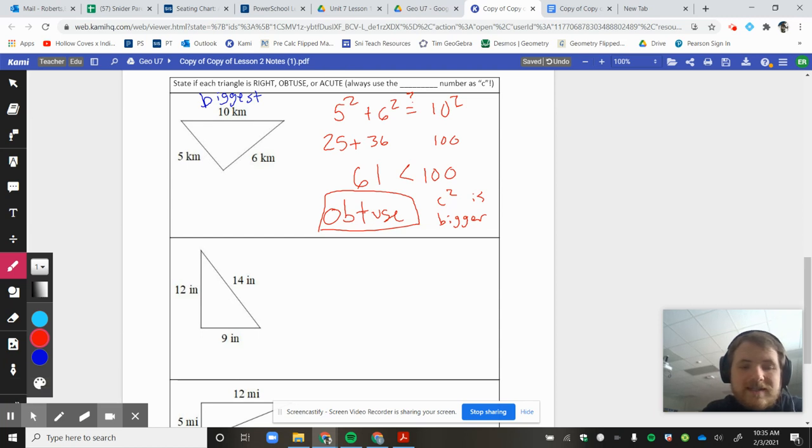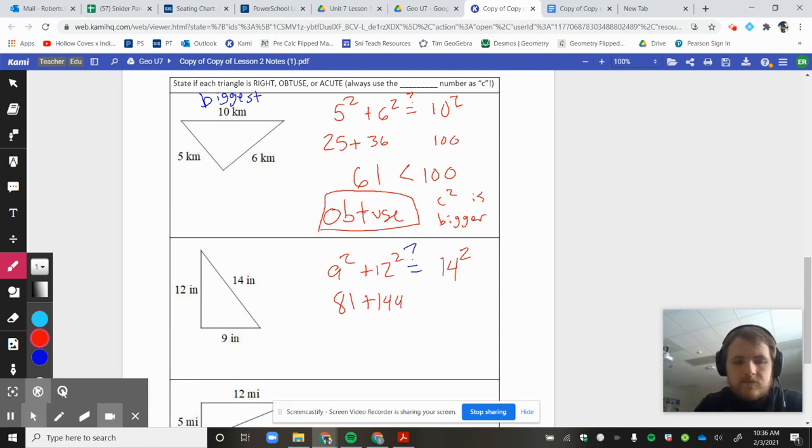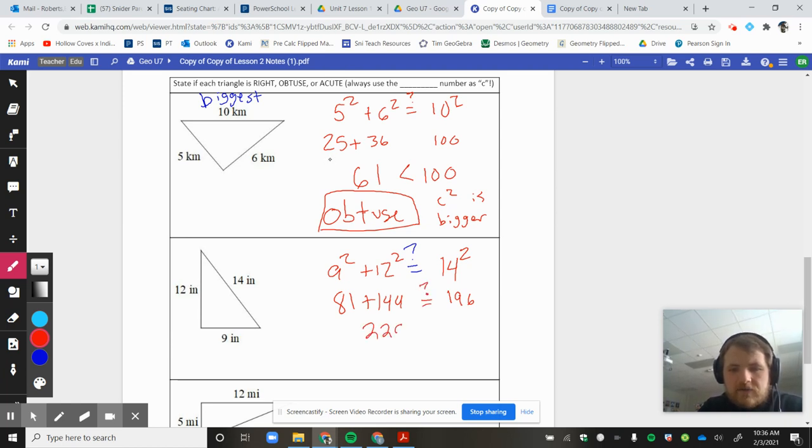Doing the same thing here. 14's got to be my c because it's the largest side. Then I do 9 squared plus 12 squared. And again, I'm asking myself, does that equal 14 squared? I'm not saying it is. I'm trying to figure out if it is. 9 squared is 81. 12 squared is 144. 14 squared is 196. Again, I'm trying to figure out, is that equal? I believe this is 225.